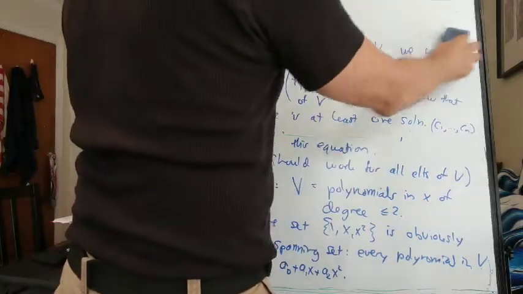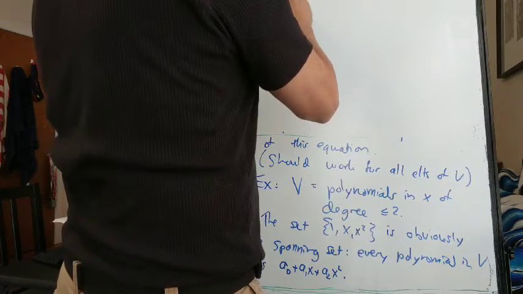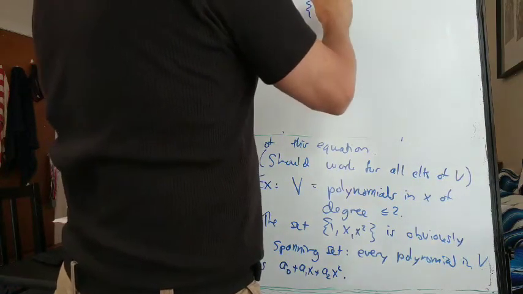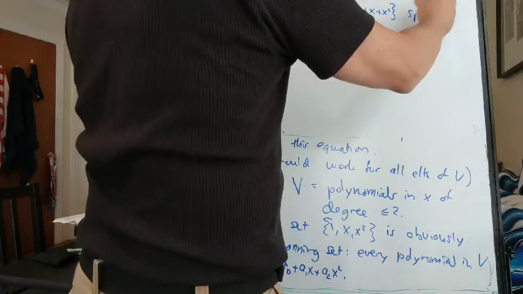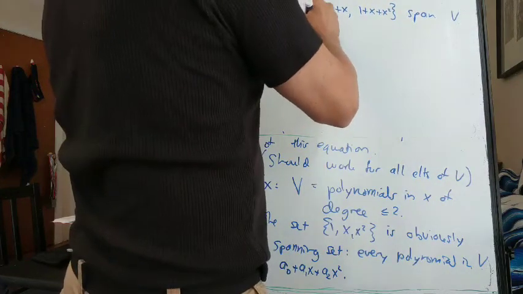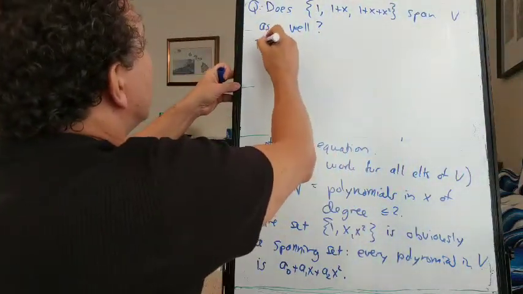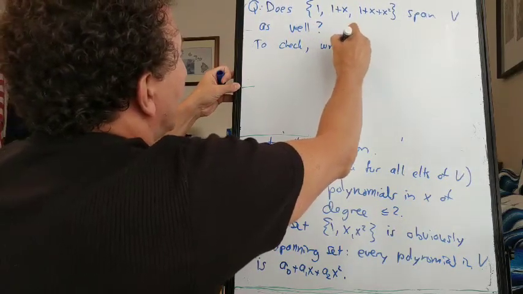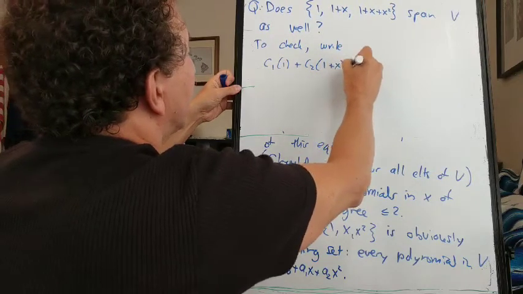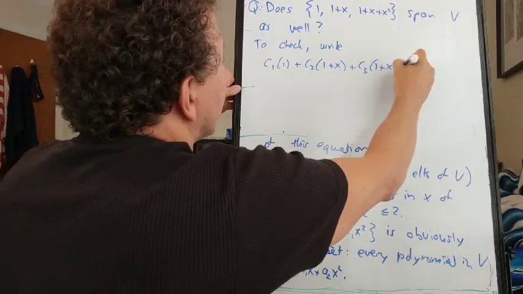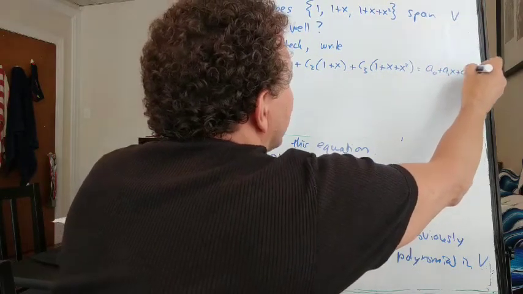So let's look at another possible spanning set. So the question is, does the set of polynomials 1, 1 plus x, 1 plus x squared span V as well? Well, to check, we'll write C1 times 1 plus C2 times (1 plus x) plus C3 times (1 plus x squared) equals A0 plus A1x plus A2x squared. Let's see if we can solve this.